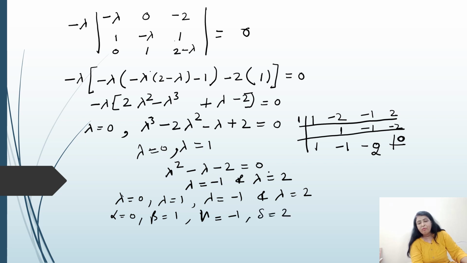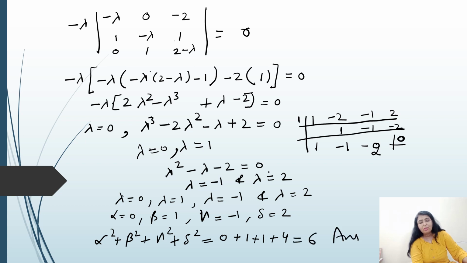Now what we have to find? We have to find alpha square plus beta square plus gamma square plus delta square. So this will be equal to 0 plus 1 and then plus 1 and then 2 to the power 4, that is 4. 4 plus 1 is 5, 5 plus 1 is 6. So this is the answer. 6 is the correct answer.